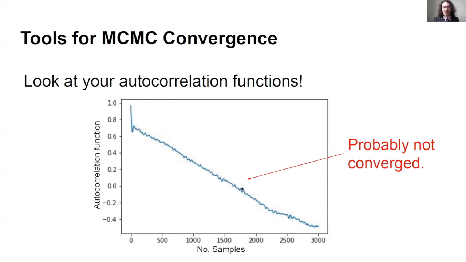So this is an example I got a few weeks back where we had a very poorly converged chain. If you think about the autocorrelation function, it should decay to 0. But if you look at this, I think it's pretty clear that this Markov chain is probably not converged.